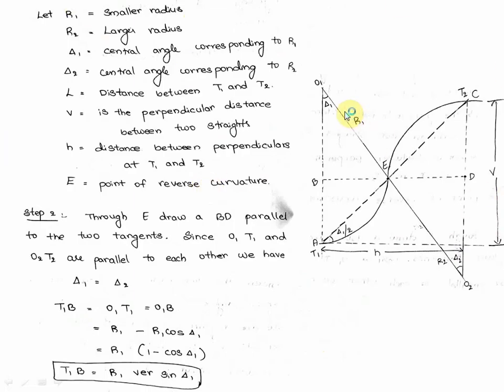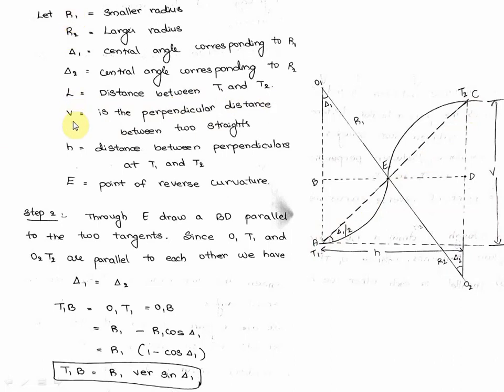So let R1 be the smaller radius, R2 the longer radius, and delta 1 the central angle corresponding to R1. Here this delta 1, this angle, is the central angle corresponding to R1. Similarly, delta 2 is the central angle corresponding to R2, radius 2. L is the distance between T1 and T2, this length. Here capital L is the distance between T1 and T2.